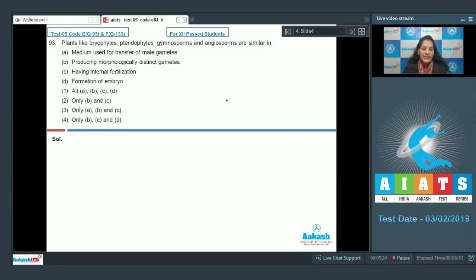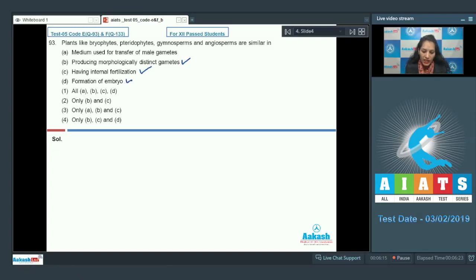So you have to tell the similarities between all the plant groups which are given here, such as bryophytes, pteridophytes, gymnosperms and angiosperms. They produce morphologically distinct gametes. It is true. All the members of these plant groups produce morphologically distinct gametes. They show oogamous type of reproduction where the female gamete is larger as compared to the male gamete and it is non-motile, whereas male gamete is generally motile. C. Having internal fertilization. It is also true for all plant groups. The members have internal fertilization. The fertilization takes place inside the female body.